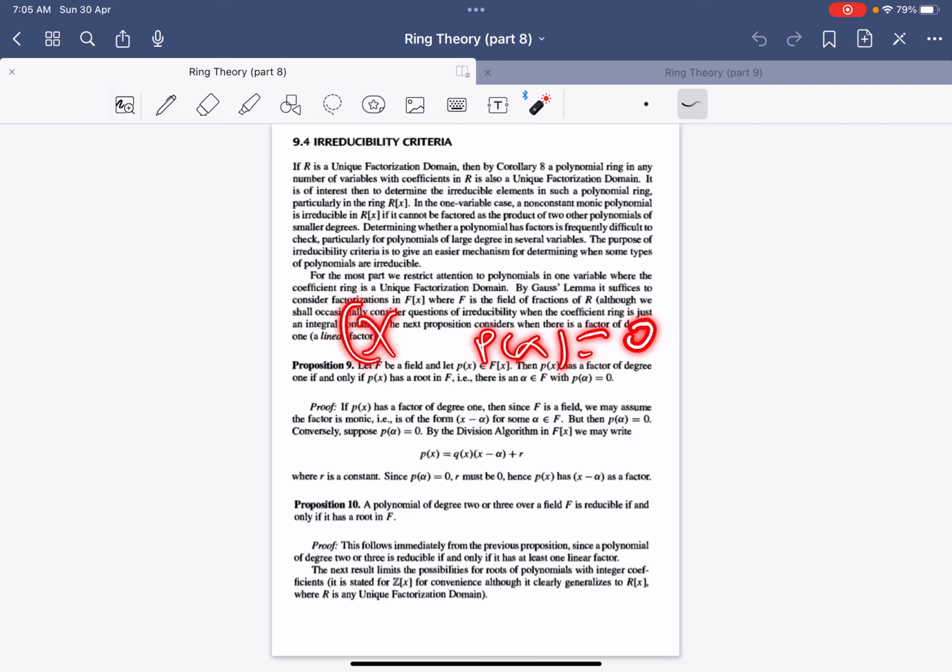Because p(alpha) equals 0, you can just pull out the x minus alpha. And even if it's not monic, like 2x minus alpha, then because it's a field, you can just divide by 2 since it equals 0, and it's cancelled out. So we just consider the monic factors, of the form x minus alpha. But then we know p(alpha) equals 0, so alpha is a root.